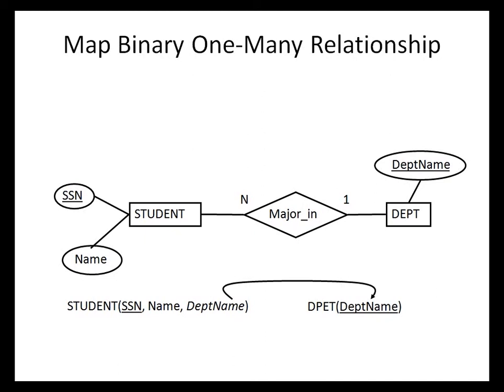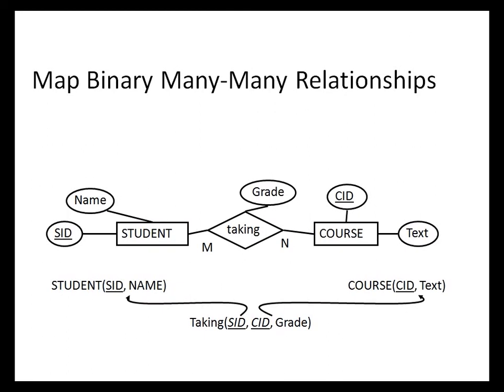Map binary many-many relationship. Suppose that there is a binary relationship between 2 entities, type A and type B. For such a relationship, create a new relation C. Include as a foreign key attribute in C the primary key for each of the 2 participating entity types. These attributes become the primary key of C. Any attribute associated with the relationship is included with the relation C.